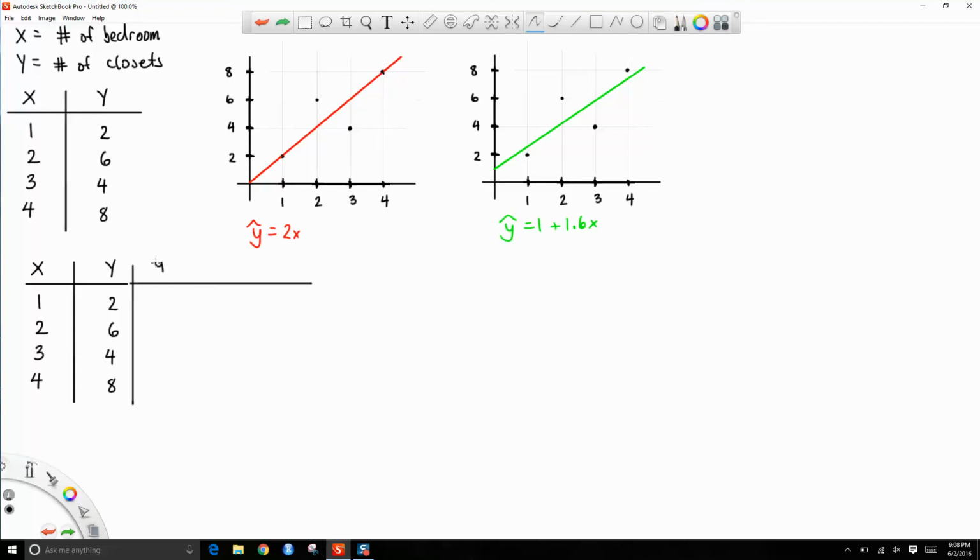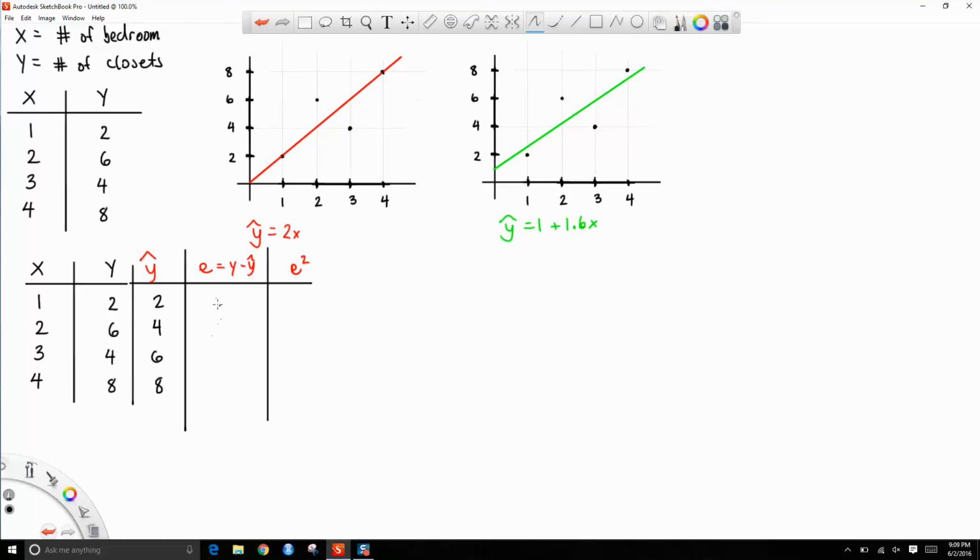So I'm going to have a y hat under the red. And then we will have the residual, y minus y hat, and then the residual squared for the red line. Under the red line, we would predict a value of 2, 4, 6, and 8. And that's kind of what we see.